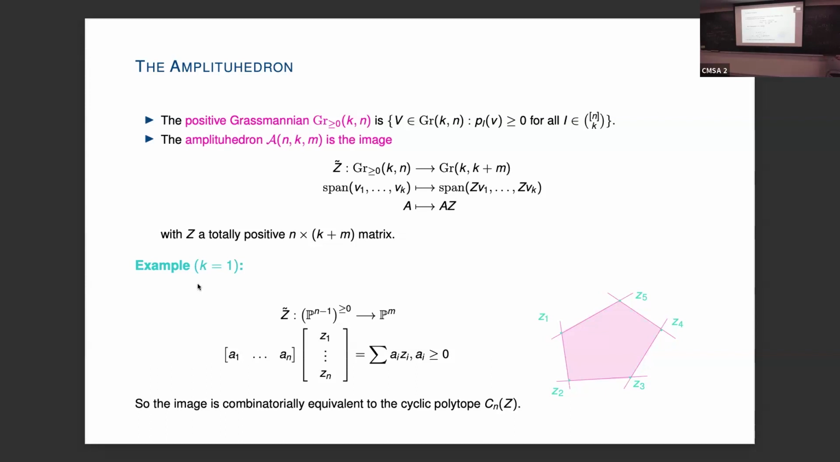In general, here when k equals 1, the totally non-negative Grassmannian is a simplex. When we take a linear map from the simplex, we get a polytope. When we take a totally positive linear map from the simplex, we get a cyclic polytope. And in general, for the amplituhedron, we're not starting with a simplex anymore. We start with a more complicated thing, the non-negative Grassmannian. So what we get has been called the next best thing to a polytope, the amplituhedron.